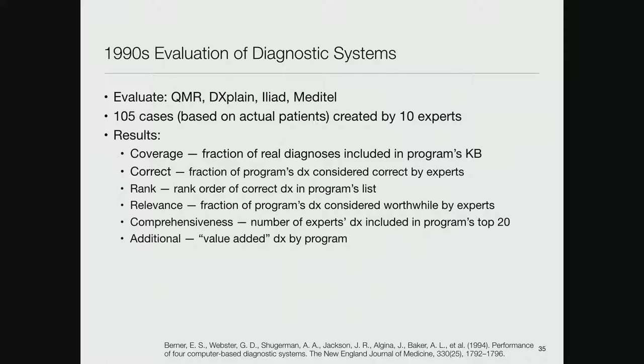If the program didn't know about a certain disease, then obviously it wasn't going to get it right. Then they asked, of the program's diagnoses, what fraction were considered correct by the experts? What was the rank order of that correct diagnosis among the list of diagnoses that the program gave? The experts were asked to list all the plausible diagnoses from these cases. What fraction of those showed up in the program's top 20? And did the program add any value by coming up with things that the experts had not thought about, but that they agreed, when they saw them, were reasonable explanations for this case?